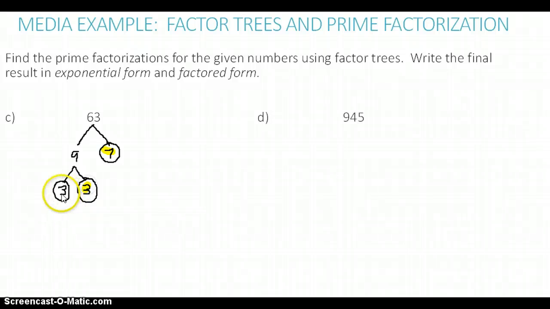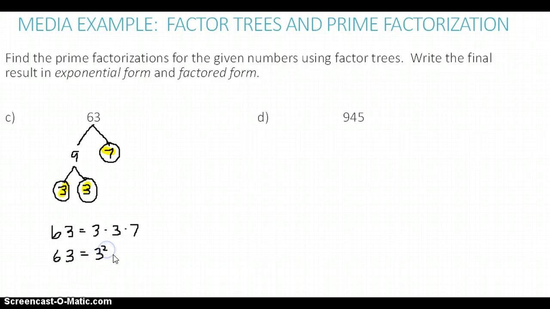So here are my 3 factors. So my prime factorization in factored form is 63 equals 3 times 3 times 7. If I write it in exponential form, that's 2 factors of 3, which we write as 3 squared, times 7. So this is our prime factorization for 63.